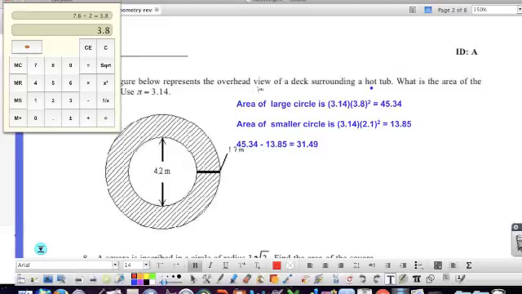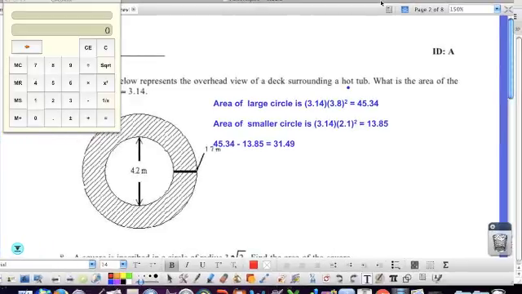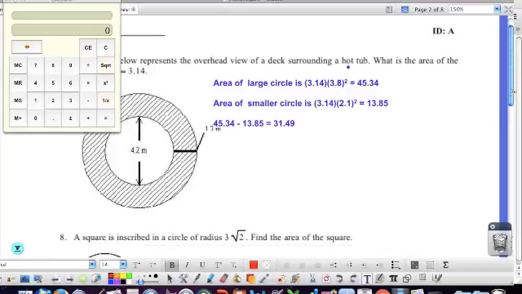So 3.8 squared times 3.14, because they tell you just 3.14 for pi, is 45.34. For the smaller circle, half of 4.2 for the radius is 2.1. 2.1 squared times 3.14 is 13.85. So when you take 45.34 and subtract 13.85, you get 31.49.